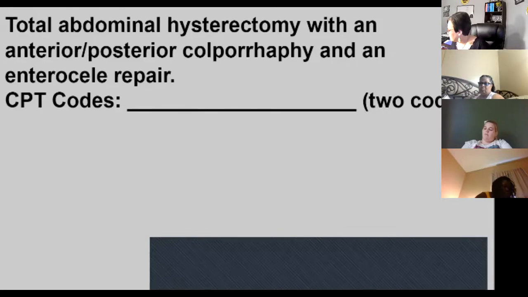Okay, do you know why you can't use that one? Because look at that main code of 58290. It's a vaginal hysterectomy for uterus greater than 250 grams. Does it give us how big our uterus is? No, and I see the other one, 58280, right above it.